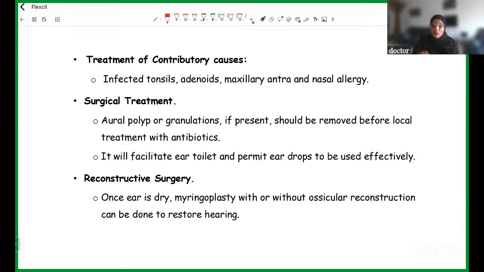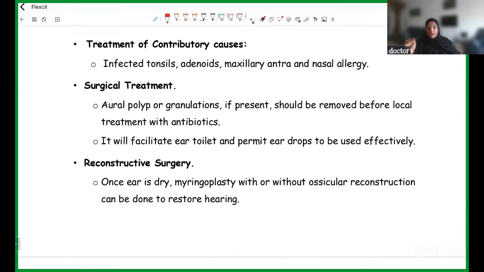Reconstructive surgery is done once the patient's ear is dry, once you control the infection, once there is no discharge. Then you can do a myringoplasty. Okay, myringoplasty with or without ossicular reconstruction, if not required, you don't have to do ossicular reconstruction. So closure of the perforation is very important so that you avoid infection. So here you can see once the ear is dry, you can go for myringoplasty.